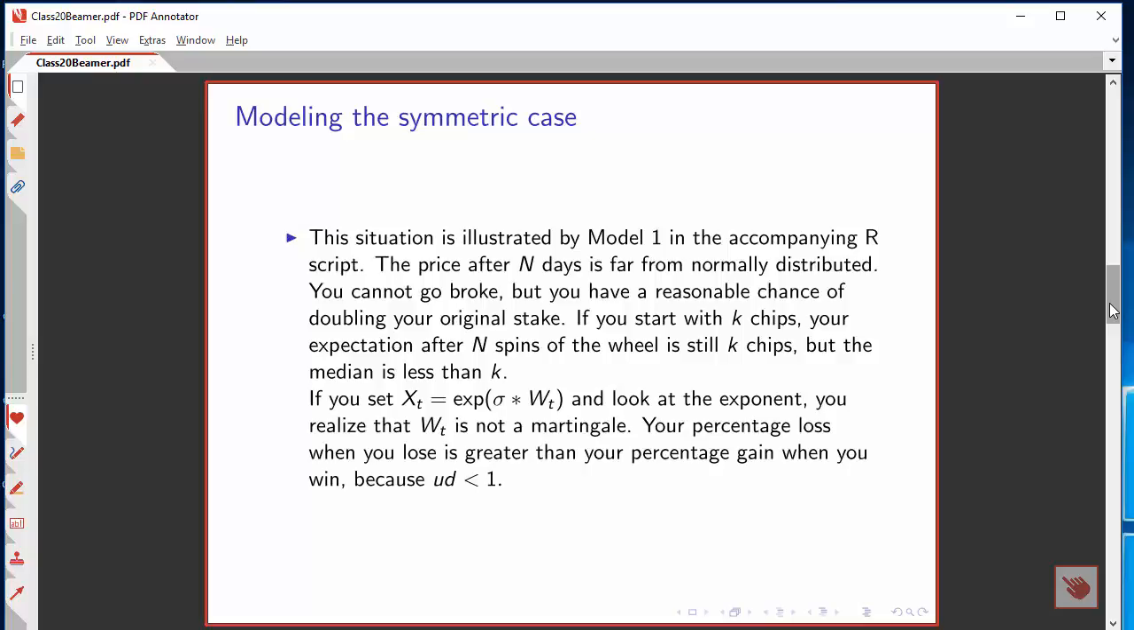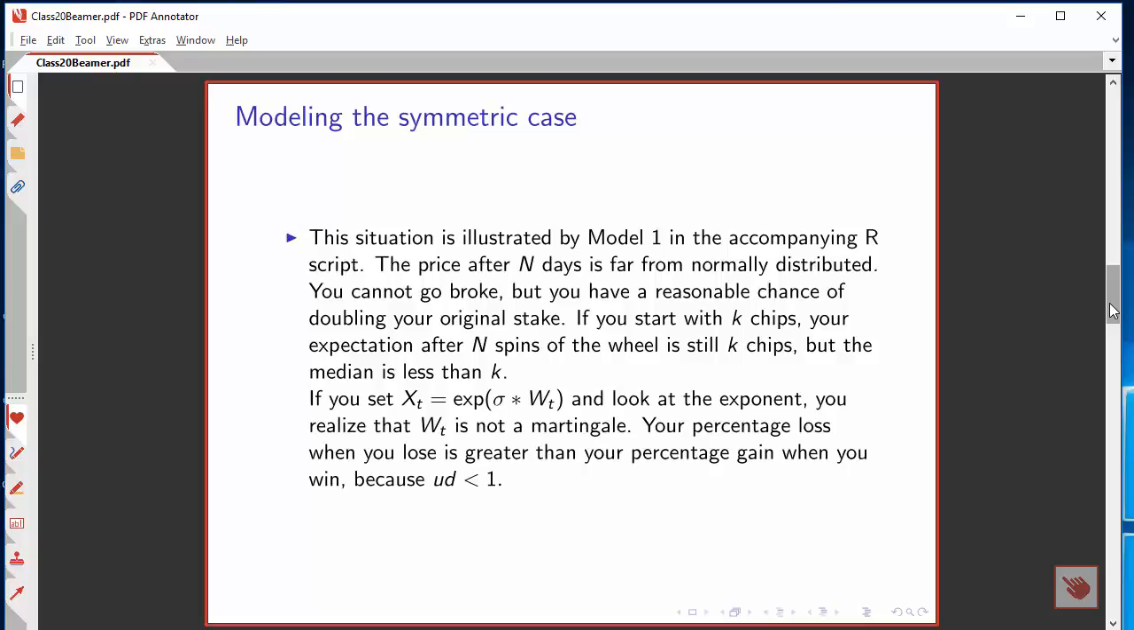Since this is a martingale, if you start out with k chips, after n spins of the wheel, your expectation is still to have k chips, but the median is going to be less than k. There will be a lot of situations where you are a small-time loser, offset by a few situations where you're a big-time winner.